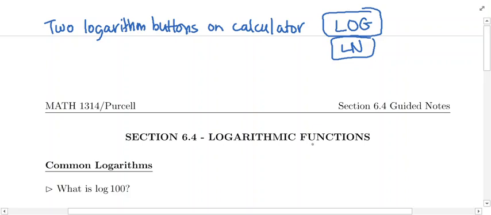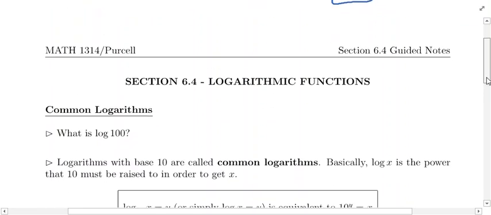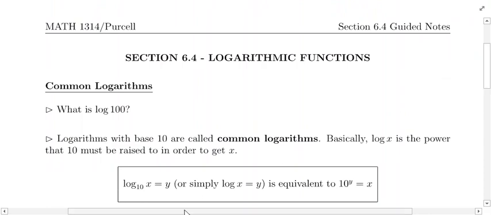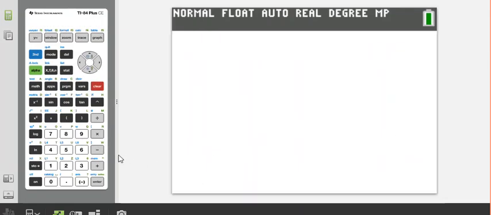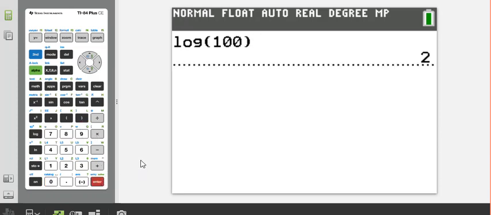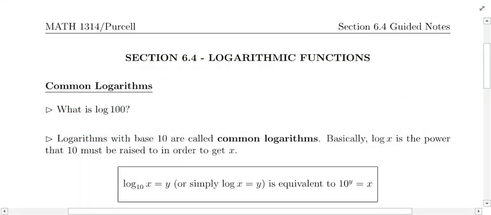If you notice, I'm asking here about the LOG of 100. So we're going to figure this out with the calculator. Since it's LOG and not LN, we're going to use the LOG button. When I hit that, log comes up, and now I need to punch in the number, close the parentheses, and I get an answer of 2. So the log of 100 is equal to 2.